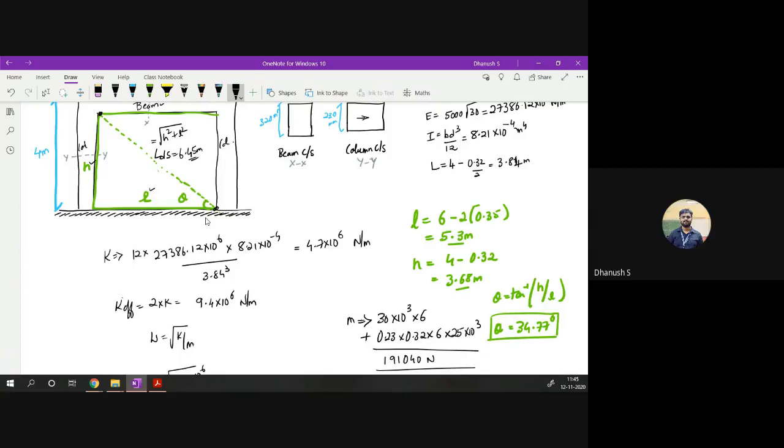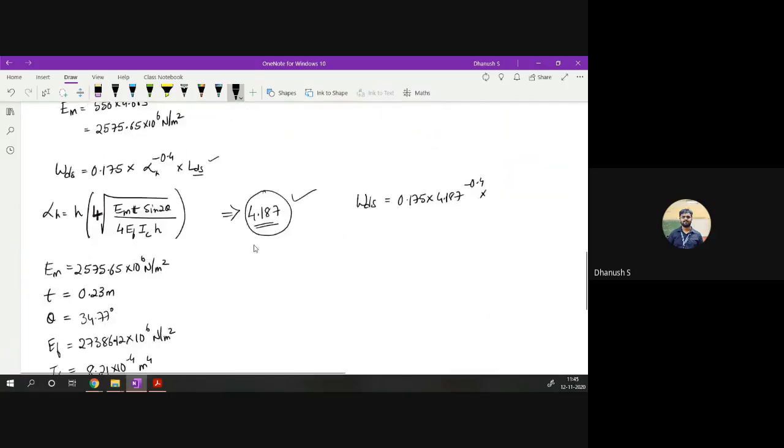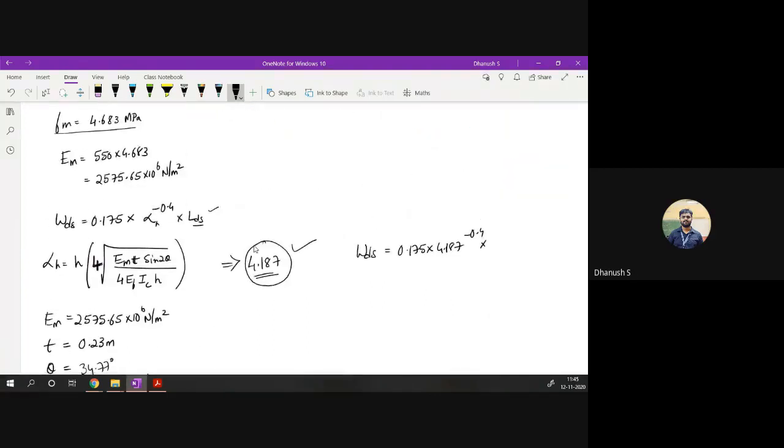6.45 meters. Okay, now come back, substitute the value for LDS here. 6.452. Okay, how much do you get WDS as? 0.6367. 4.17 to the power of minus 0.4. 0.6367. Correct.